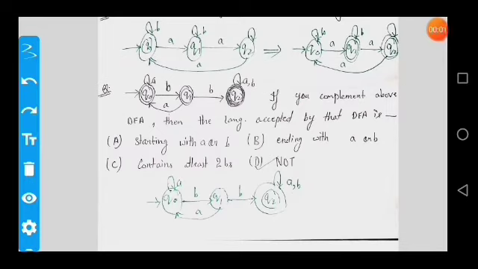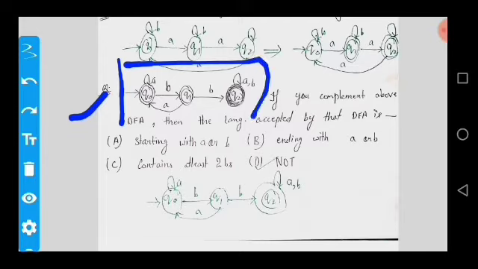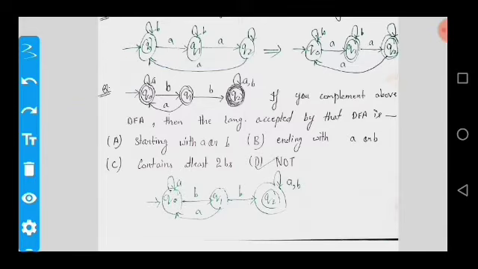Moving on to the second question. Here the complemented grammar is already given, and if you complement the given DFA, then the language accepted by the DFA is, in the 4 options: A, starts with a or 0, and with a and b, contains at least 2 b's, and option D is none of these.